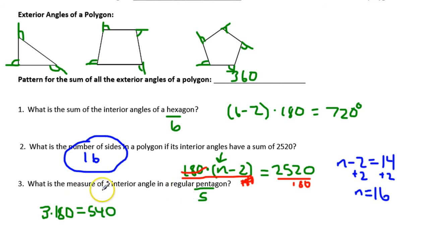Now we want to know the measure of one interior angle in a regular pentagon. Regular means they're all the same. So all the angles are going to have the same measure. So if I just take this 540 and divide it by the 5 sides, or the 5 angles, I can punch that in my calculator or do that in my head, and I get 108 degrees per angle. So the measure of one interior angle is going to be 108 degrees.